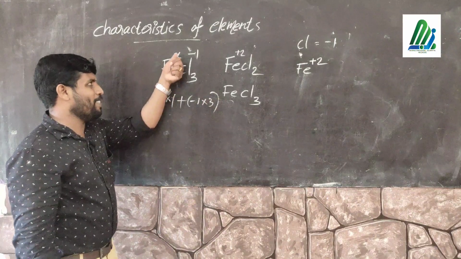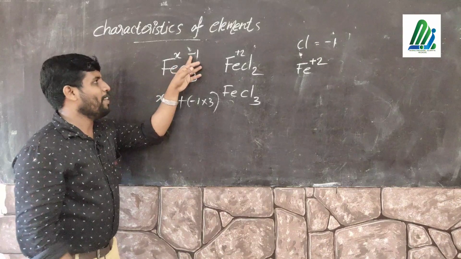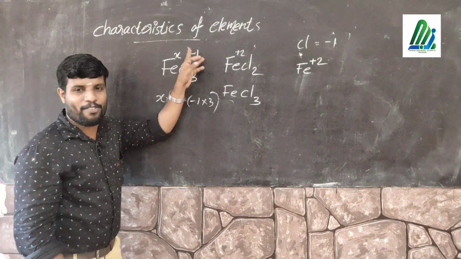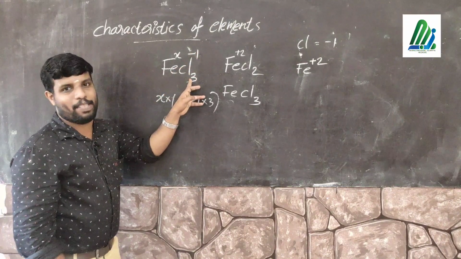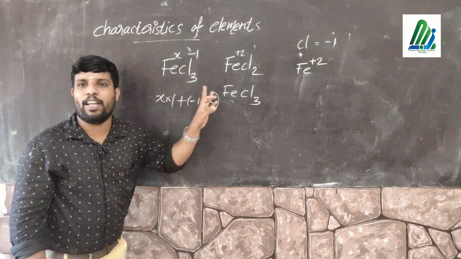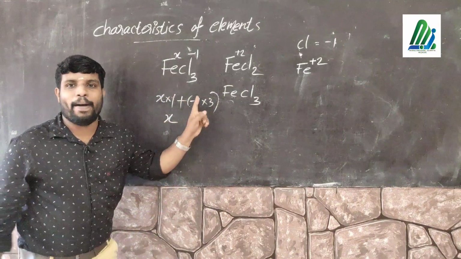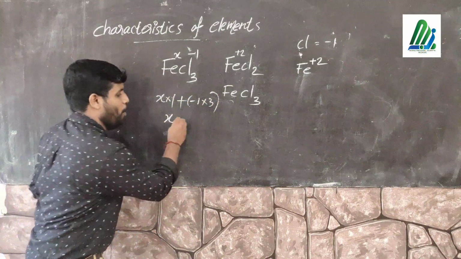Fe, the value is x. We don't know the value. How many Fe atoms? Only 1 atom. Then minus 1 is the value of chlorine, and 3 chlorine atoms are there. So we can write x into 1 plus minus 1 into 3. X into 1 is equal to x and minus 1 into 3 is equal to minus 3.